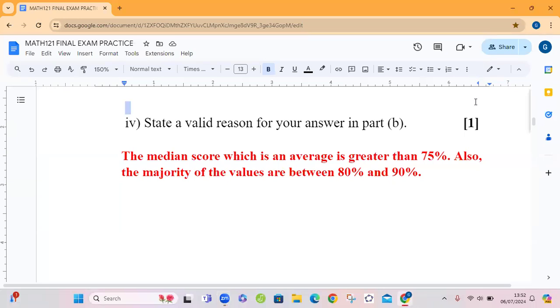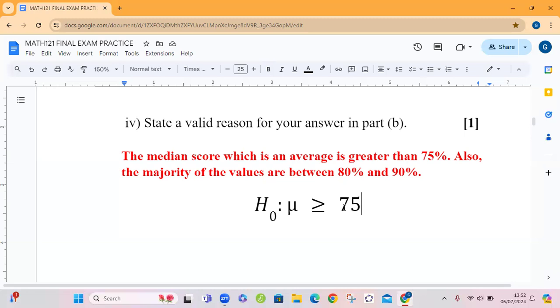Now, part 4 is asking, state a valid reason for your answer in part B. The answer was no, the null hypothesis should not be rejected. And why is that? Remember we said the median score, which is an average, is greater than 75%. Actually, we got the median to be 85%, which is true. 85 is greater than 75. And that is what the null is saying. The null is saying the mean is more than or equal to 75.